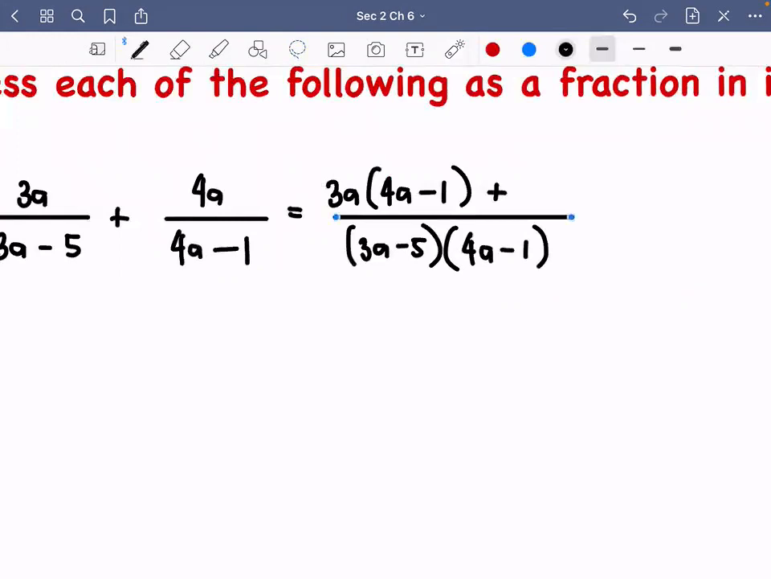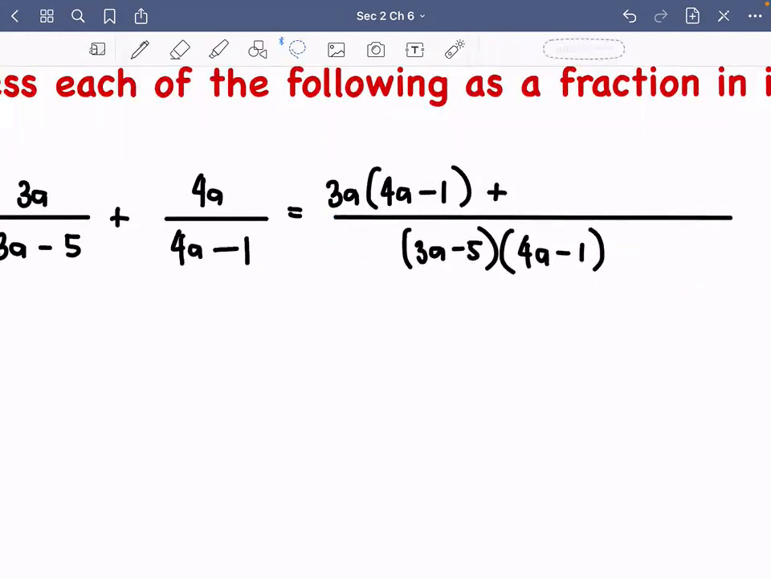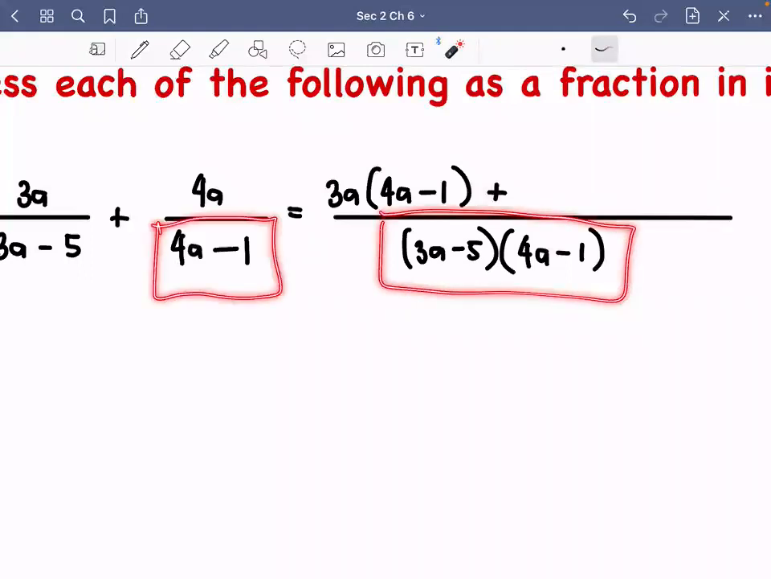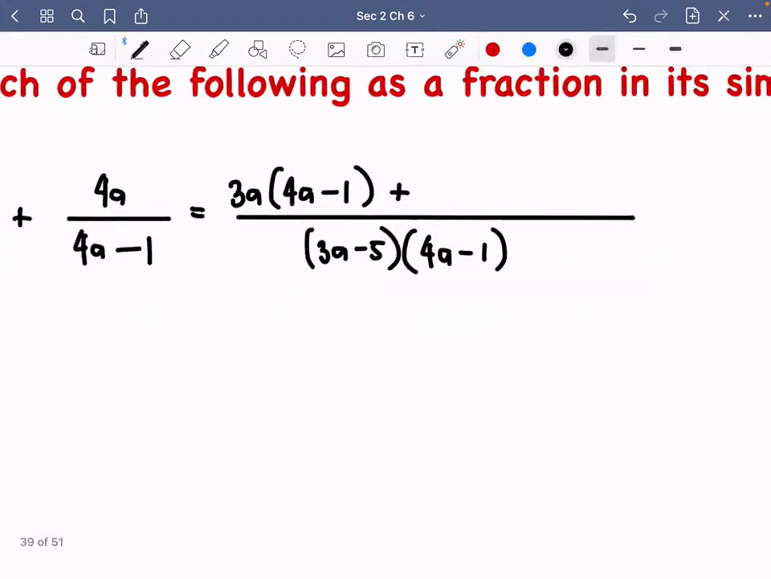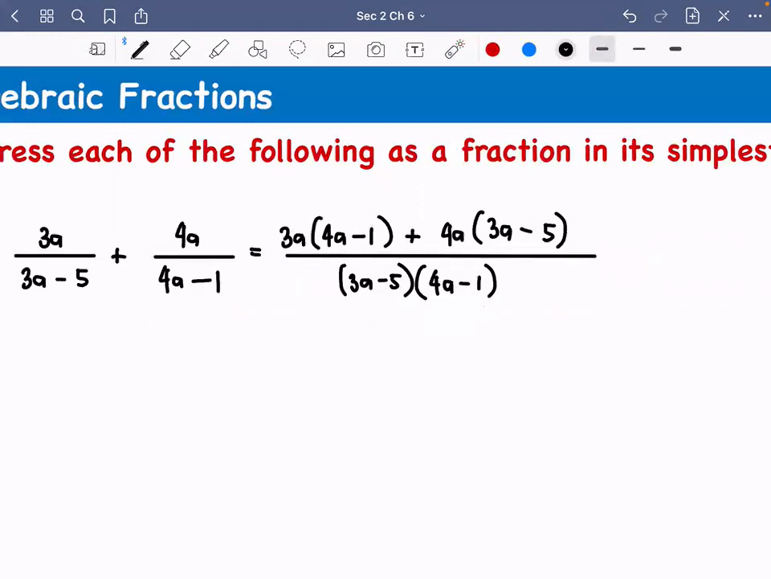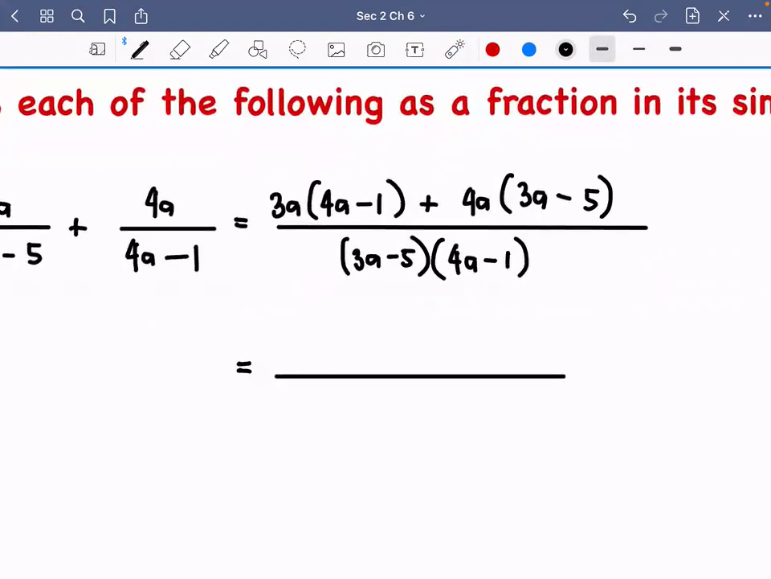Okay. And I also need to extend my line. All right. So this 2 here divided by 4a minus 1. So 4a minus 1 gets cancelled, right? So what's left? 3a minus 5 times 4a. So it becomes 4a times 3a minus 5. So just like number 3, we simplify this fraction by removing the brackets.